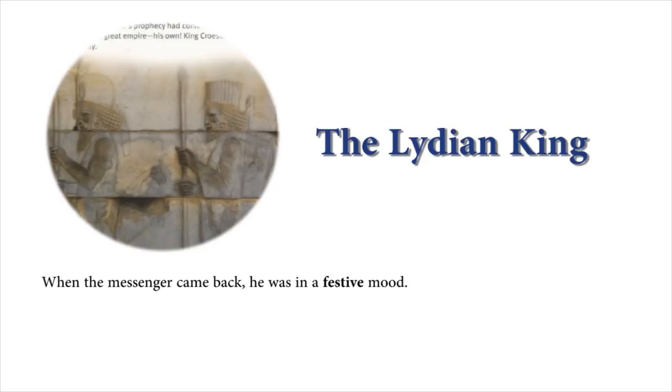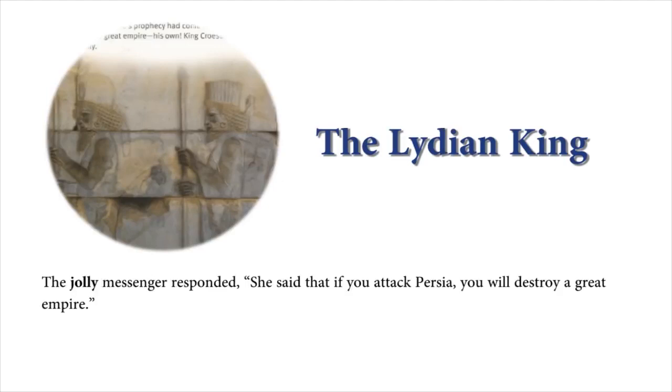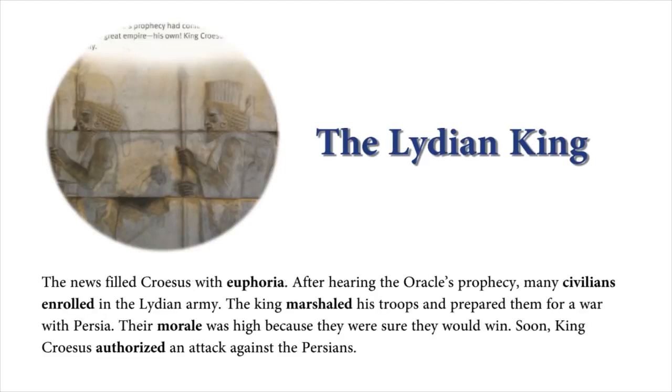When the messenger came back, he was in a festive mood. "What was the oracle's prophecy?" asked King Croesus. The jolly messenger responded, "She said that if you attack Persia, you will destroy a great empire." The news filled Croesus with euphoria. After hearing the oracle's prophecy, many civilians enrolled in the Lydian army.